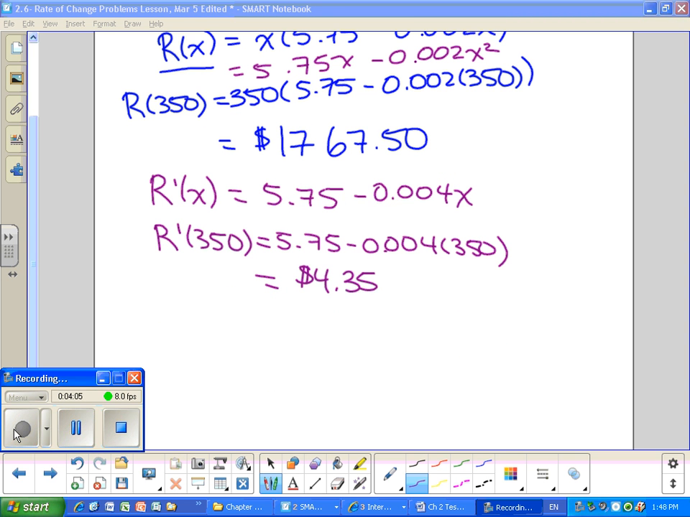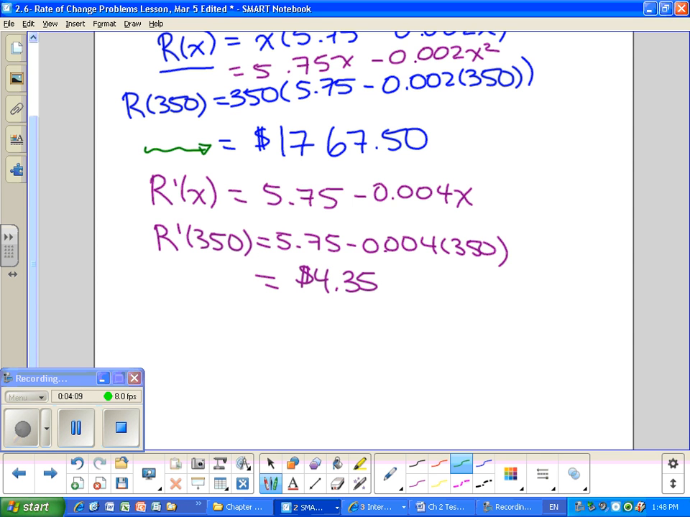And what does that mean? So this here, let me just switch colors. This is the total that you would have made for 350 lattes sold. Because this is the rate of change at one value, that is what you would make for one latte, because this is the rate for that value.